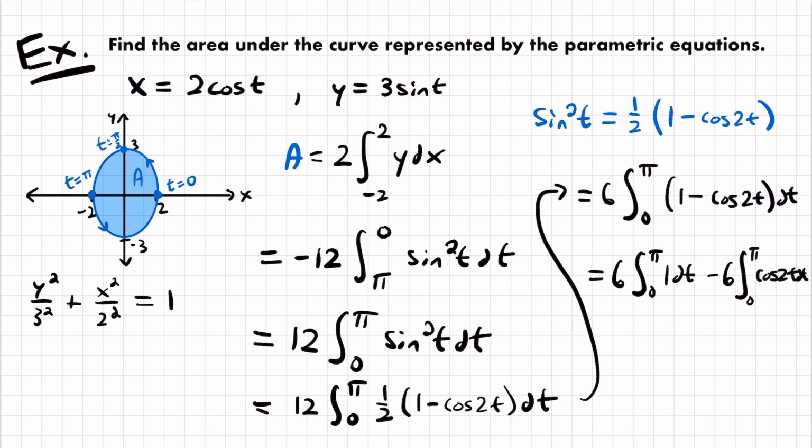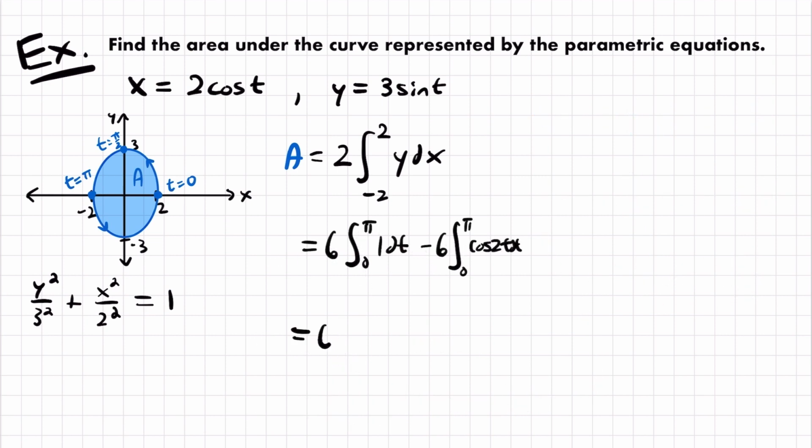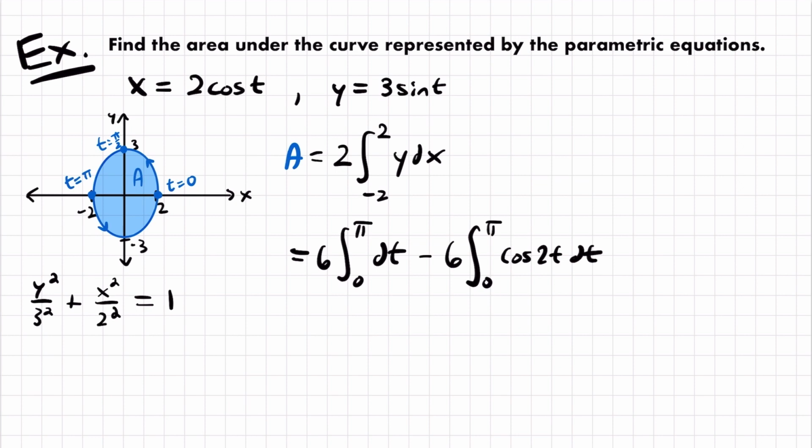All right, now I had to write that pretty small, so if I clean up my work a little bit, this will be equal to 6 times the integral from 0 to pi of 1 times dt, which is just dt, minus 6 times the integral from 0 to pi of cosine 2t dt. All right, that's the same thing we have right here, just written a little bit more nicely. Okay, and so now we can begin to solve further. We know that the integral of 1 dt is just going to be t, right?